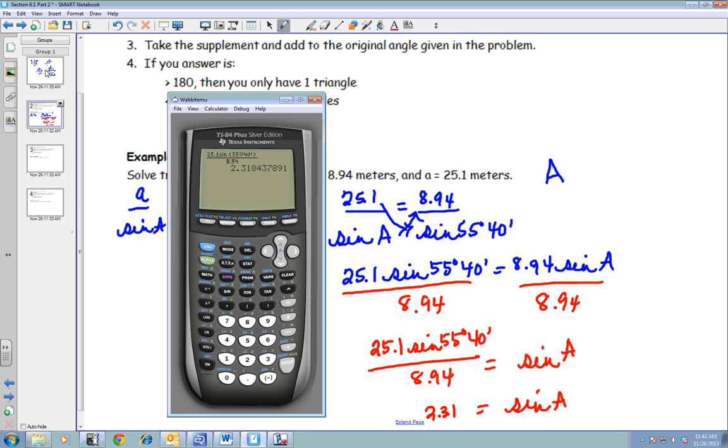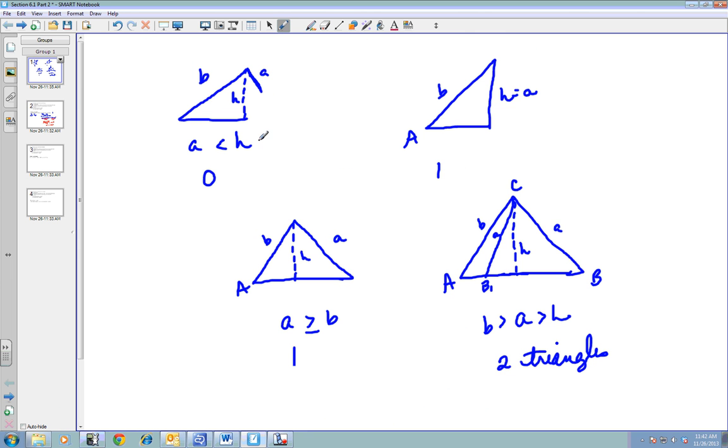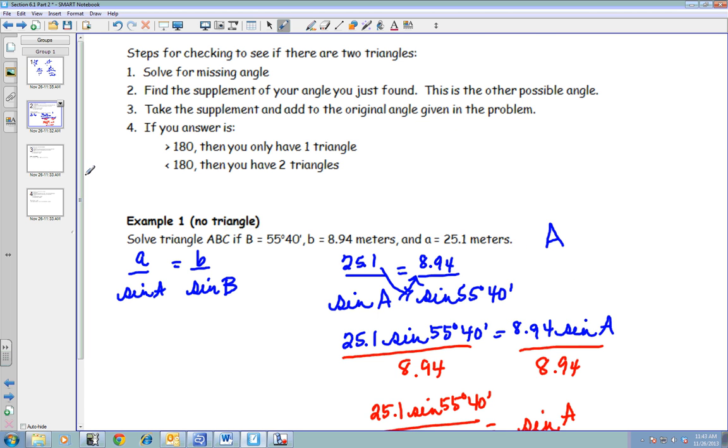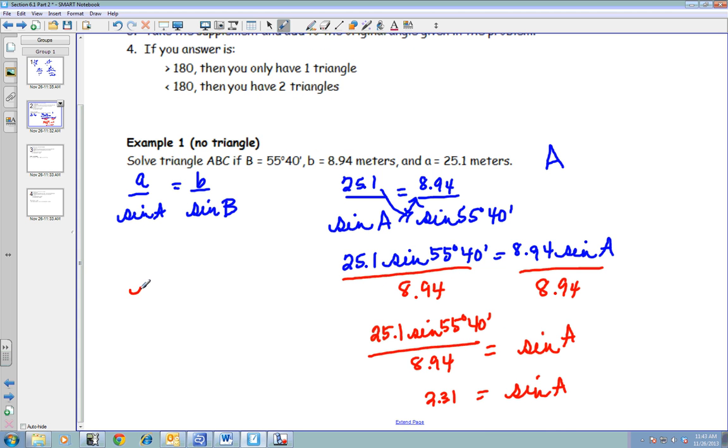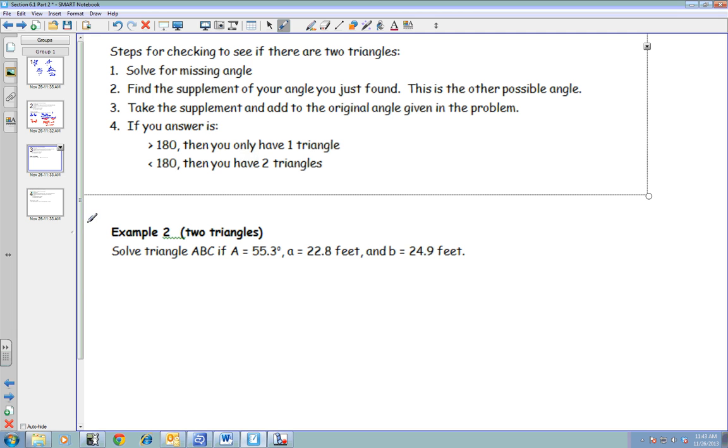That goes back to this case: A must have been less than H, and I don't have a triangle. So example 1, no triangle. Let's look at example 2. I'm still going to follow those same steps.